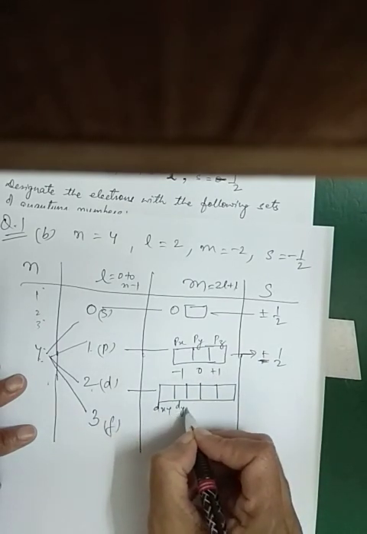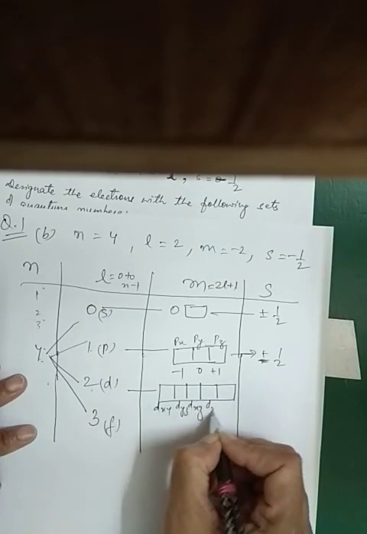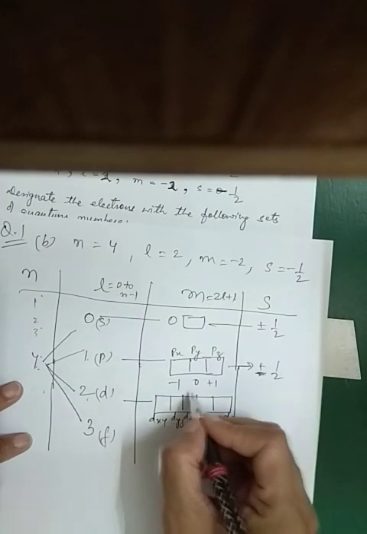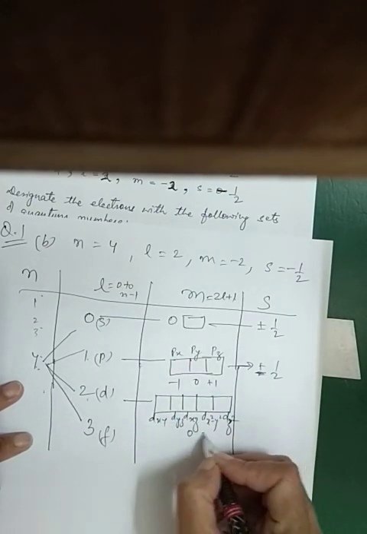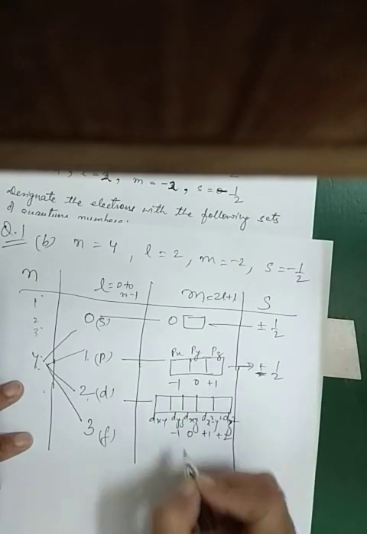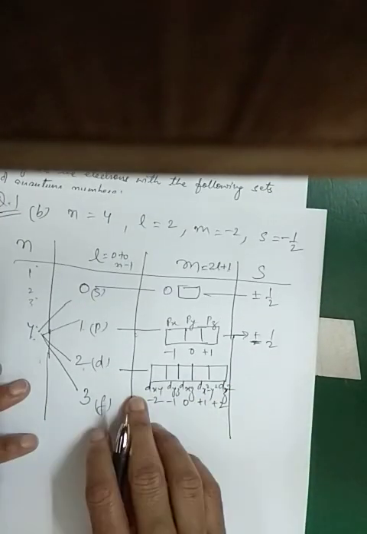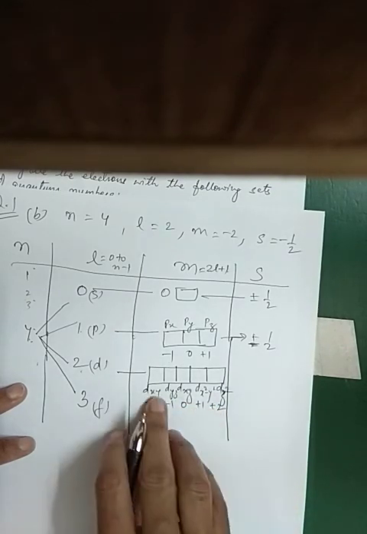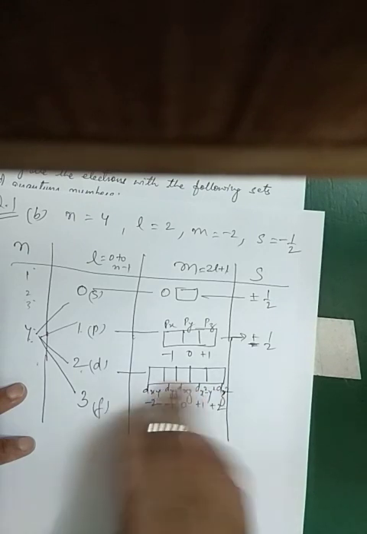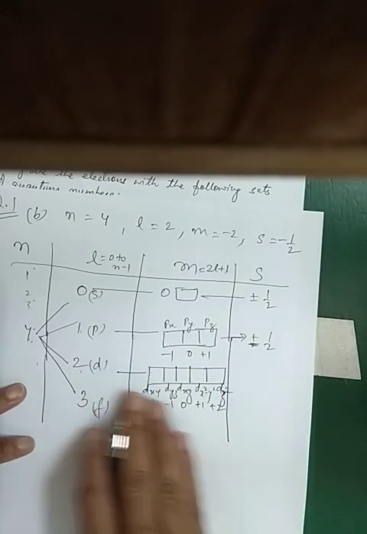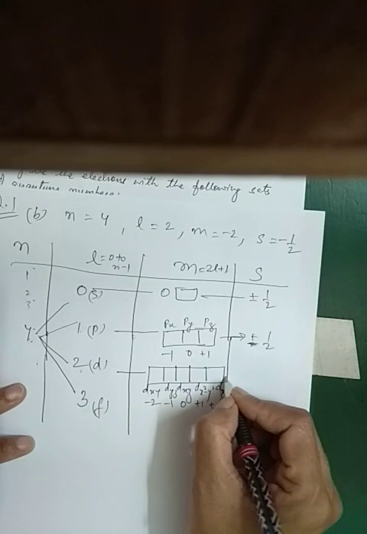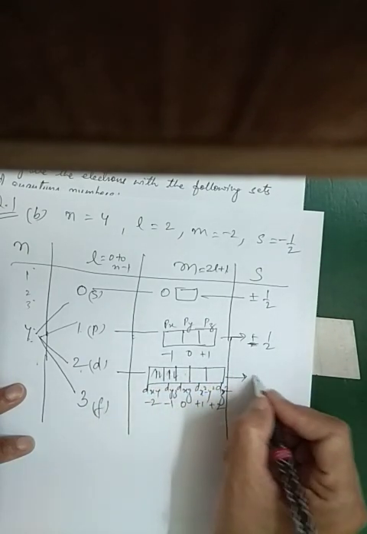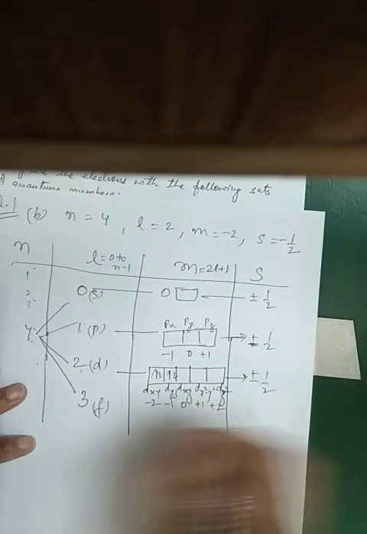dxy, dyz, dxz, dx square minus y square, dz square. It can be 0, plus 1, plus 2, minus 1, minus 2. By custom we write in this order. Any one can be 0, plus or minus 2; any one is dxy, any one is dyz, all of them are equal. But we write in this order so that everybody is on the same page. For each one it is plus half, minus half, so for all of them it is plus minus half.